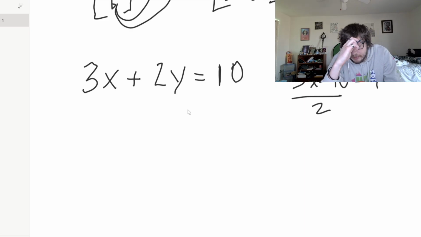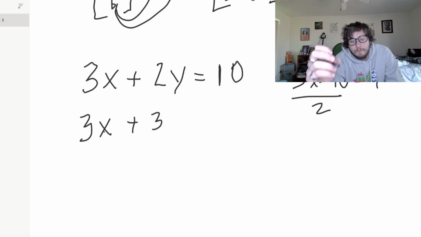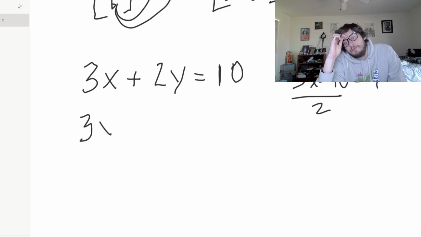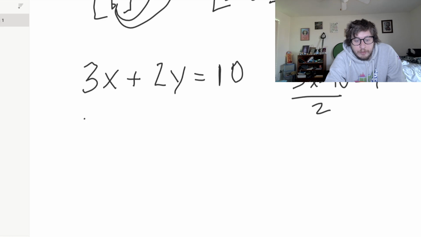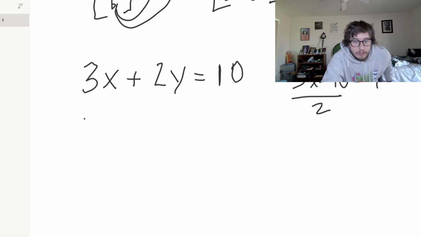And then we also have a similar equation of 3x plus 3y. No, wait. Let me think about this. Oh wait, we can go. See, because I have to set this up in a way that. Okay.